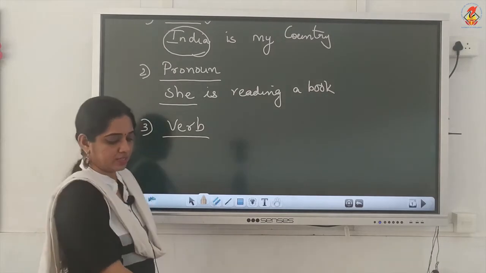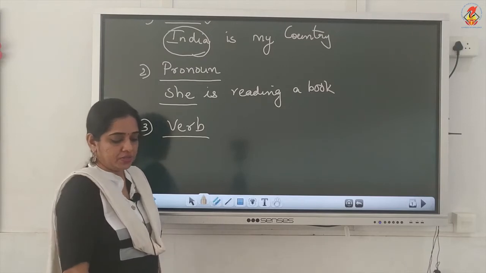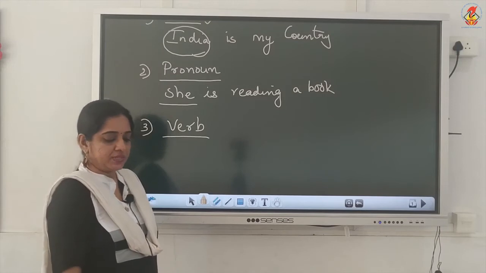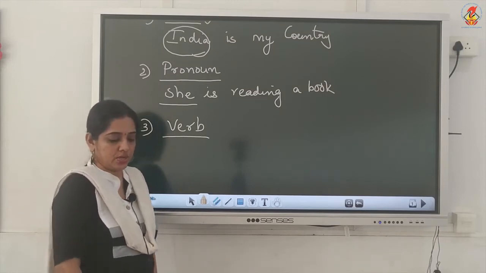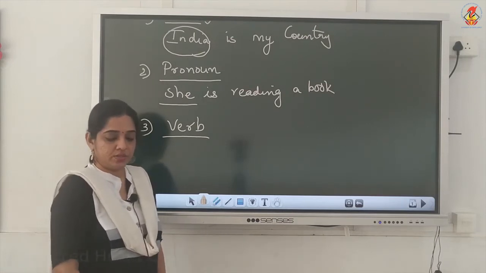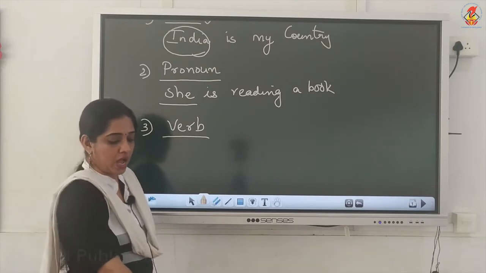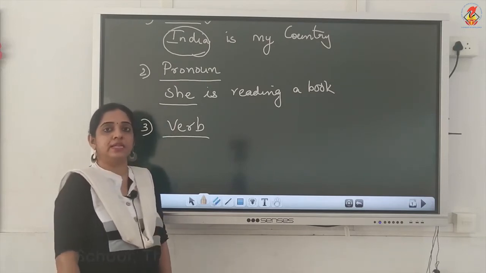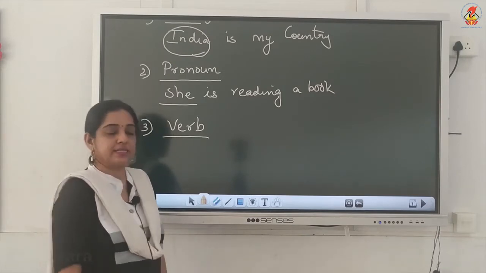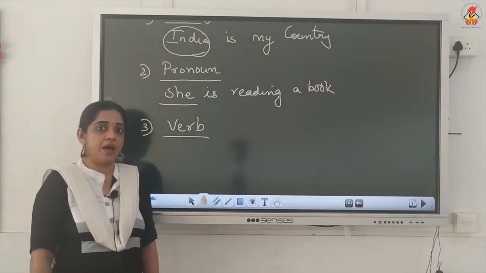See the example in your textbook. The Indian team beat the Australian team. The students of our class are very intelligent. The elephant has large ears. So here, beat, are, and has are verbs. Not only action words: beat is an action word. Are is what? That is a helping verb. That is also a verb. Then has is also a category of verbs which comes under have verbs.